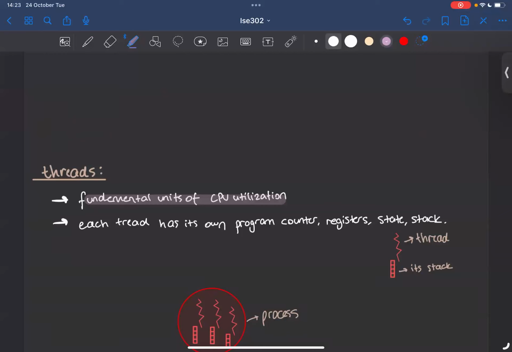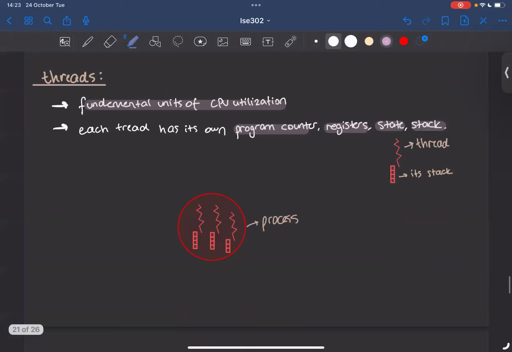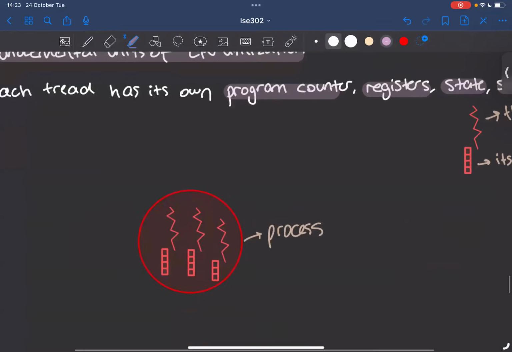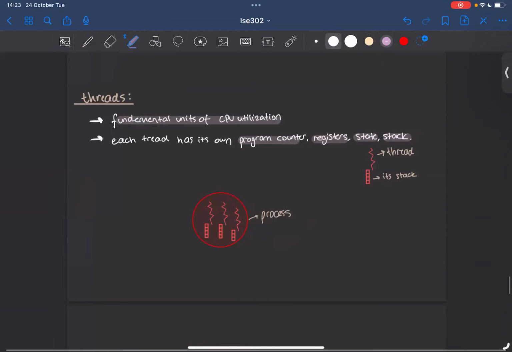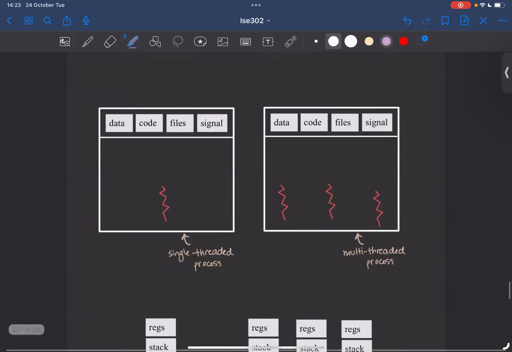They consist of a thread ID, a program counter, registers, state, and stack. In this case, if a process has 3 threads in its address space, then each thread stack can be represented like this, okay? So guys, look at this drawing before moving into more details, okay? And let's compare a traditional single-threaded process and a multi-threaded process in this drawing.